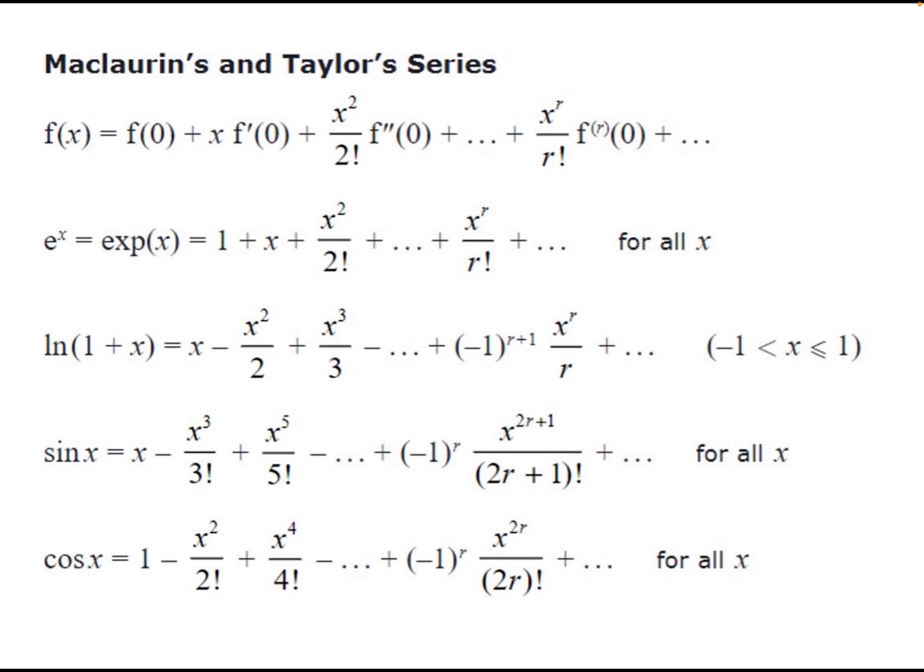You can see that e to the x is equal to 1 plus x plus x squared over 2 factorial, and so on. You can see ln of 1 plus x is x minus x squared over 2 plus x cubed over 3, and so on. And there's the expansion for sin x and cos x at the bottom.